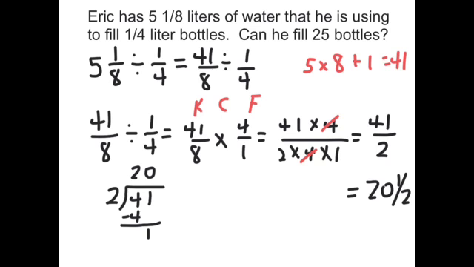So it's time to look at the answer. Can he fill 25 bottles? No. And we have shown the evidence why he can't.